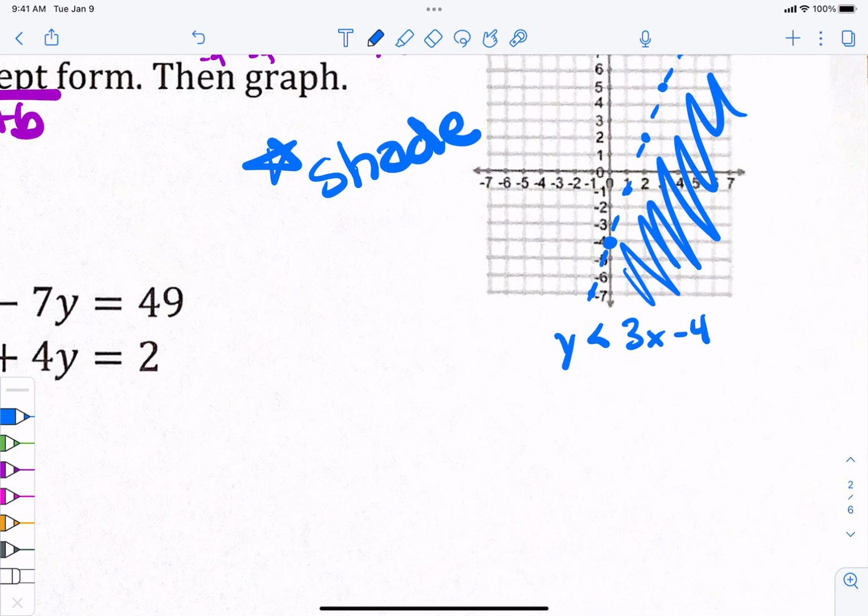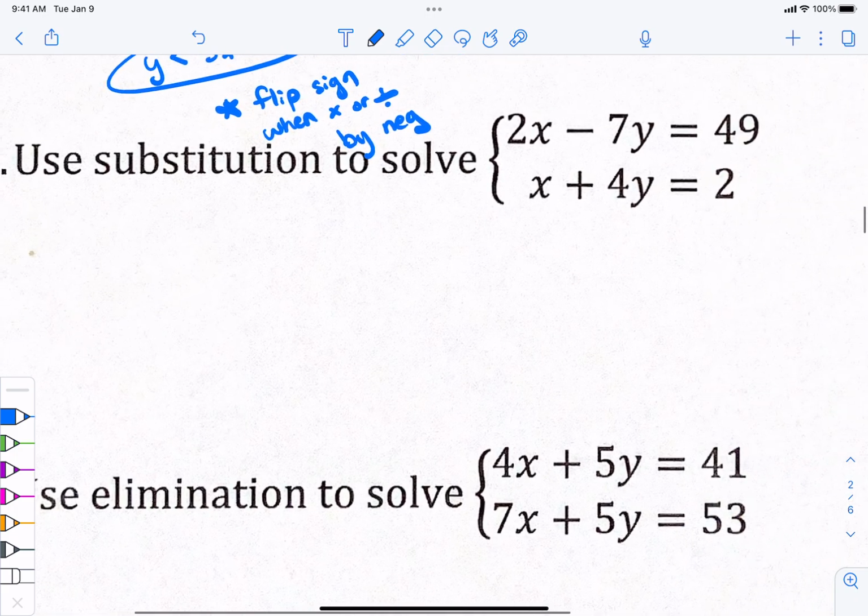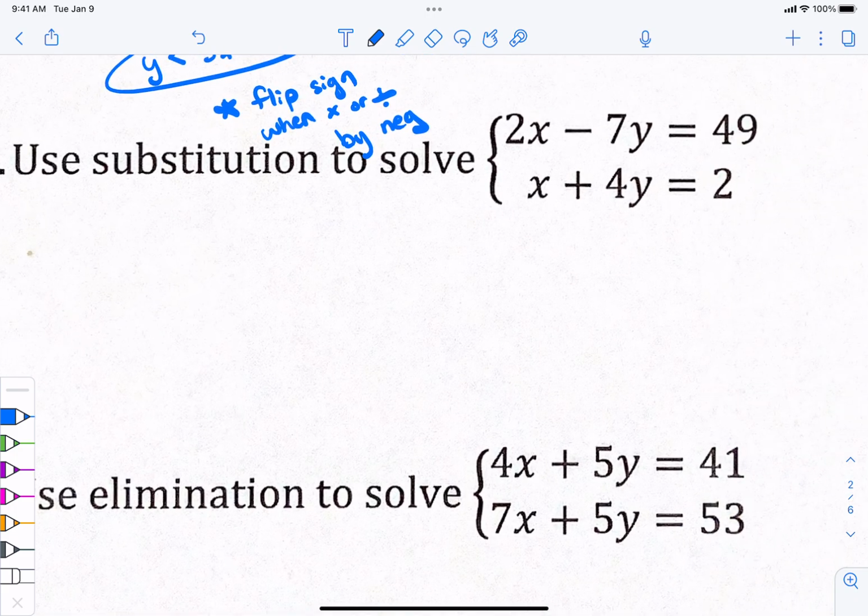Okay, good? All right, should we try to do the next two and just get ahead of the game? Substitution.